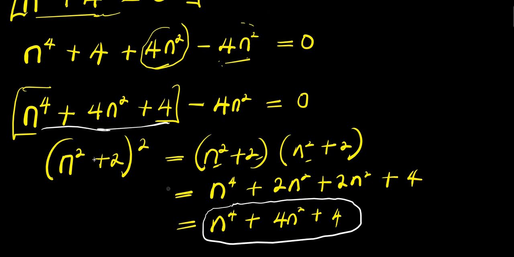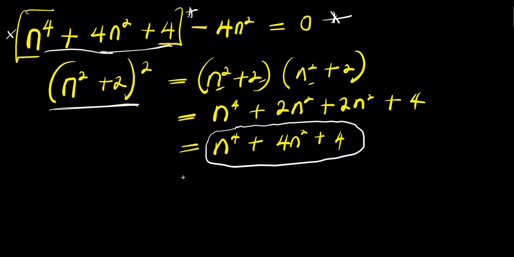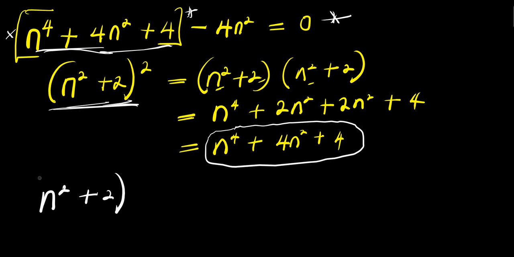Now, that means instead of writing this, we can easily make use of this. So the whole of this equation becomes, let me write it right here. We are going to replace this with this, so we have n power 2 plus 2 raised to the power of 2, and we have minus 4n squared, then this equals 0.